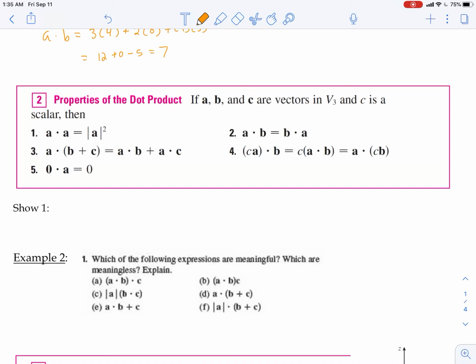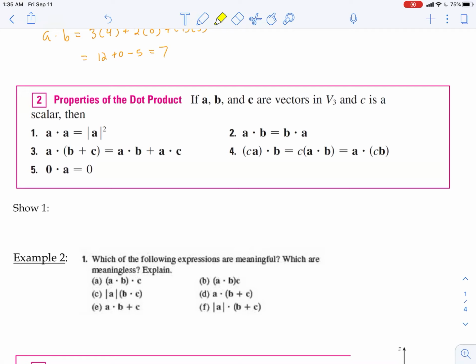And then finally, fifth, you see that 0 is bolded right here. Because that 0 is bold, it means it's the 0 vector. It doesn't mean just 0, it's the 0 vector. And the 0 vector dot A is going to give us 0, because it's the 0 vector, so we're multiplying every component inside of A by 0.